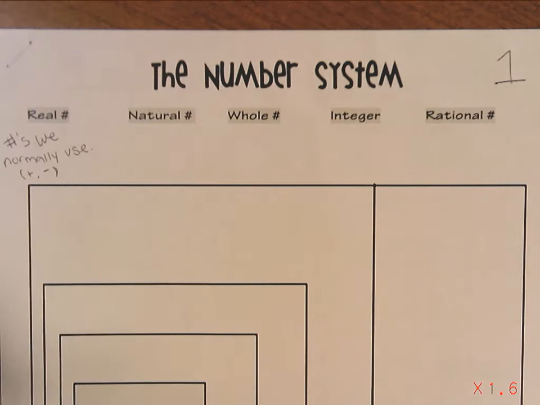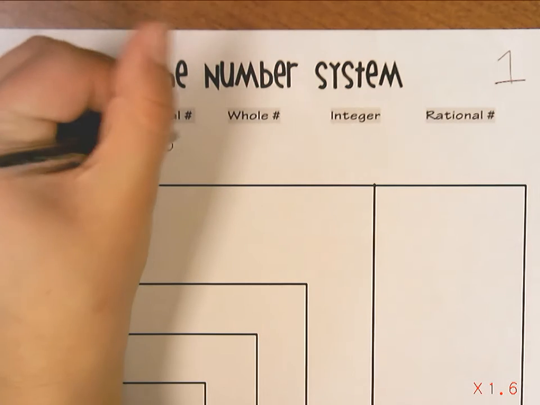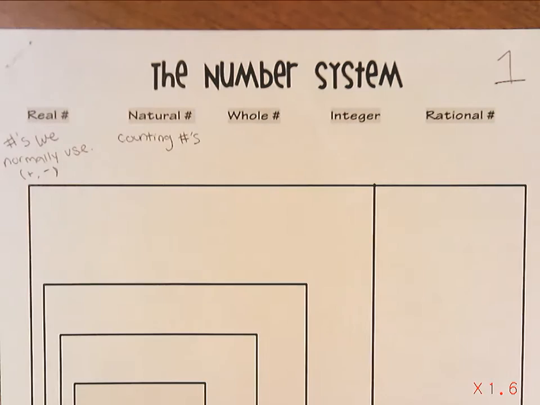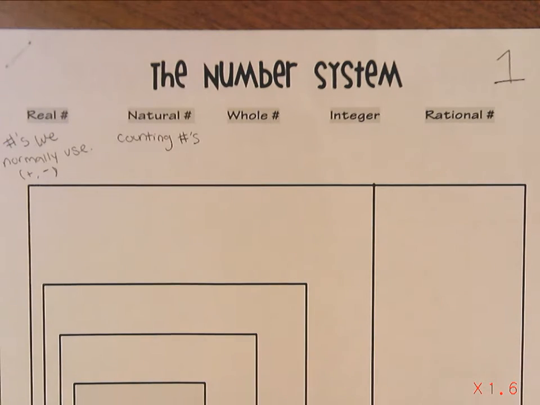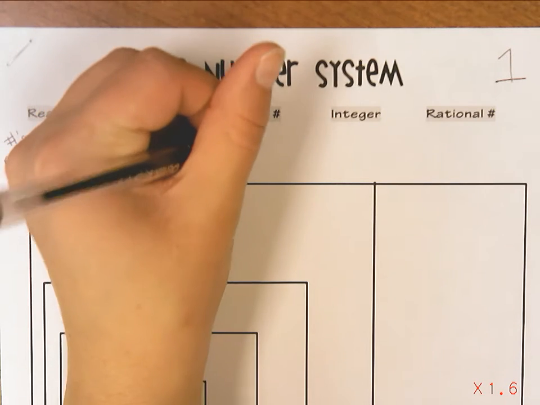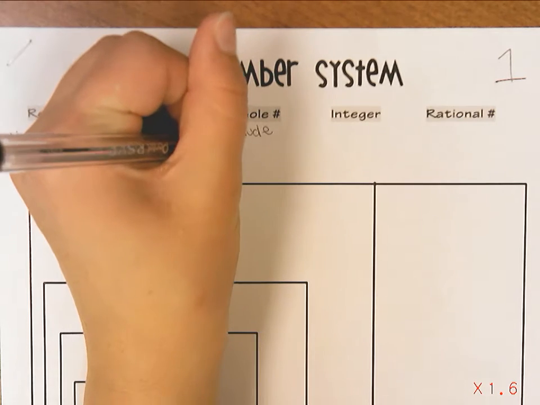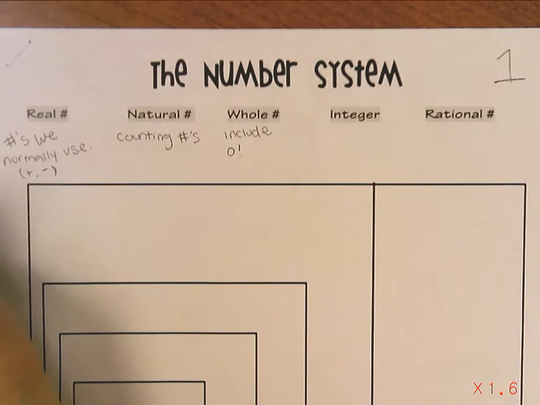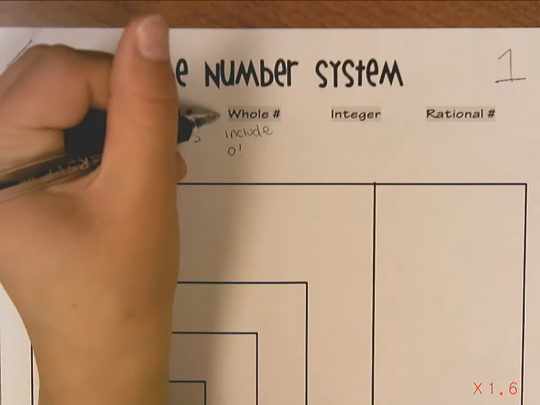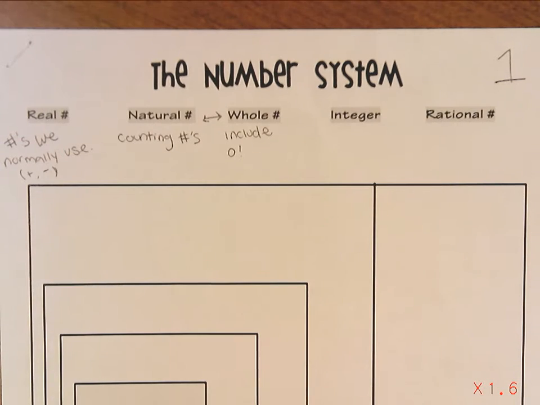Next we have natural numbers, which are our counting numbers. When you count to 10, 1, 2, 3, 4, the natural numbers. Whole numbers are the same thing, but they include 0. These two are very similar, natural numbers and whole numbers.